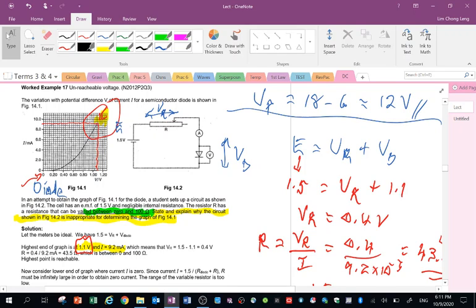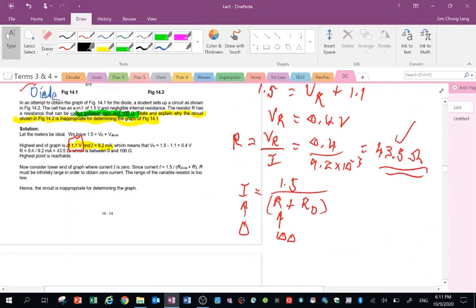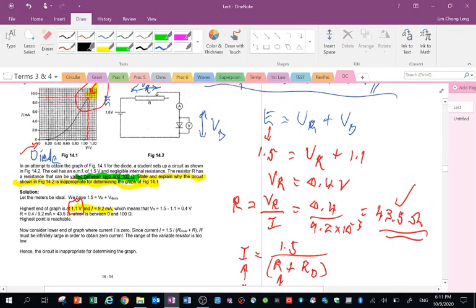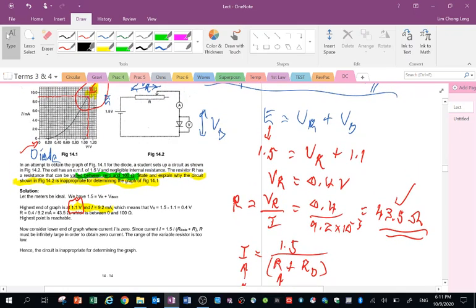So today, what we have done here is to learn how to apply the potential divider formula. So yeah, you just have to practice it. Practice until you know how to apply the potential divider formula.